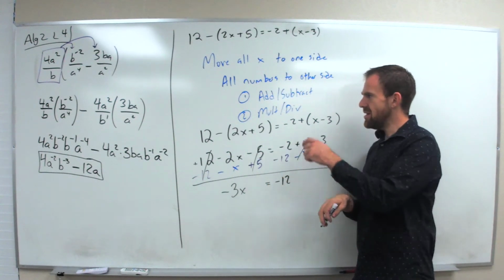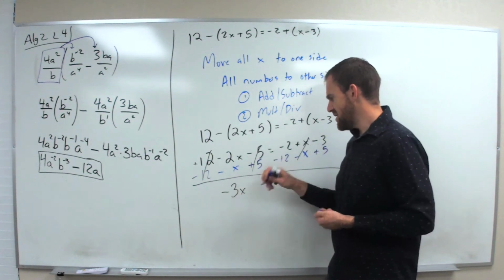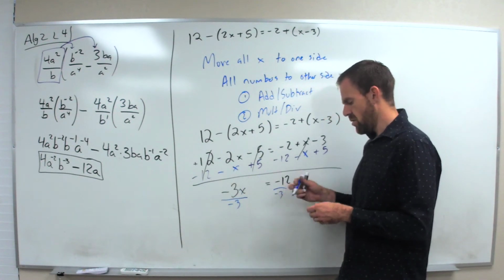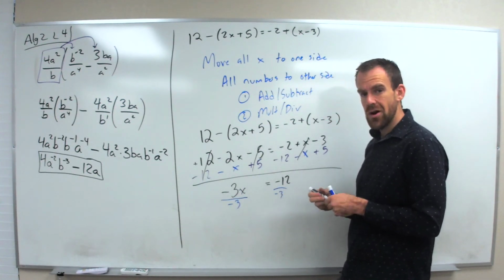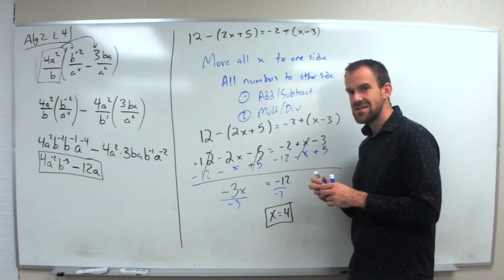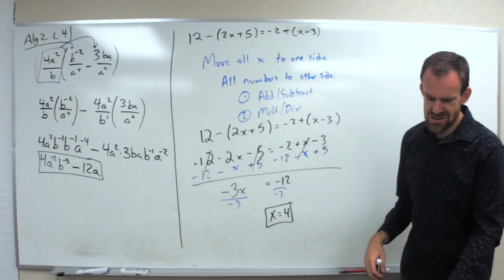My last step is to do multiplication and division. Since it's negative 3 times x, I'm going to divide by negative 3. So x equals 4. If I have extra time, like at the end of a test, I could totally take that 4, plug it into the original equation, and make sure that both sides match up.